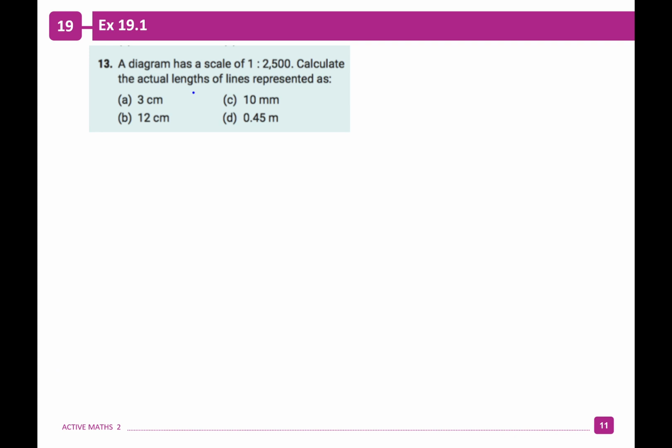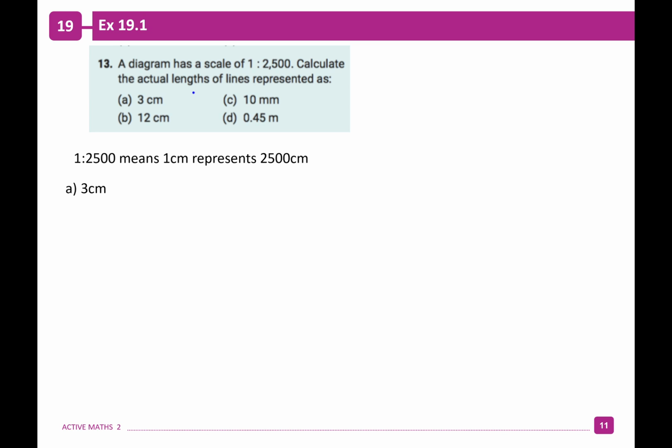Let's try one more. A diagram has a scale of 1 part is to 2,500. Calculate the actual lengths of the lines represented as 3 centimetres, 12 centimetres, 10 millimetres and 0.45 metres. Okay, the first thing we need to look at here is what does our scale represent? 1 part is to 2,500 means that 1 centimetre represents 2,500 centimetres.